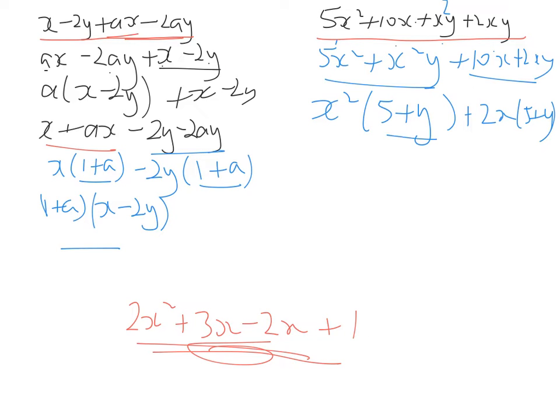Now we've got the same factor here and here. So we've got x squared plus 2x, and then we've got 5 plus y.